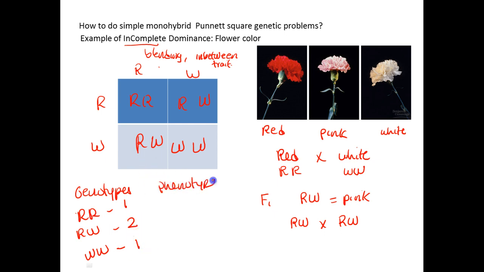Phenotypes, I have red, pink, and white. And that too, I had 1 red, 2 pinks, and 1 white. Again, 1 to 2 to 1 ratio. So in incomplete dominance, your phenotypic ratio and genotypic ratio would be the same, 1 to 2 to 1 ratio.